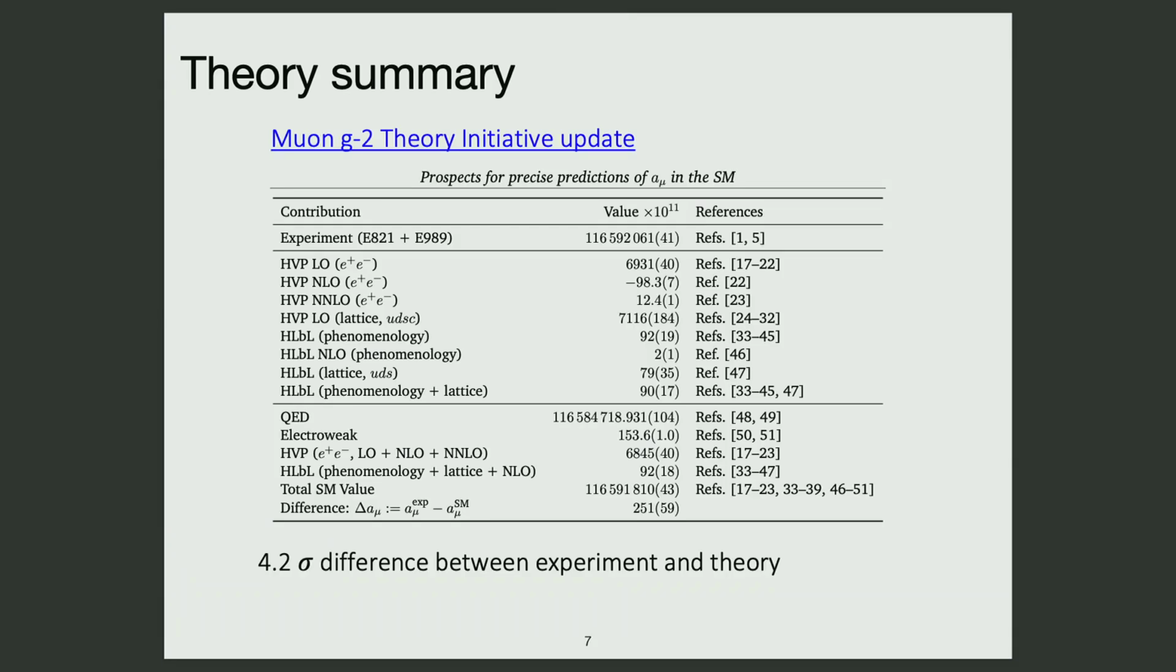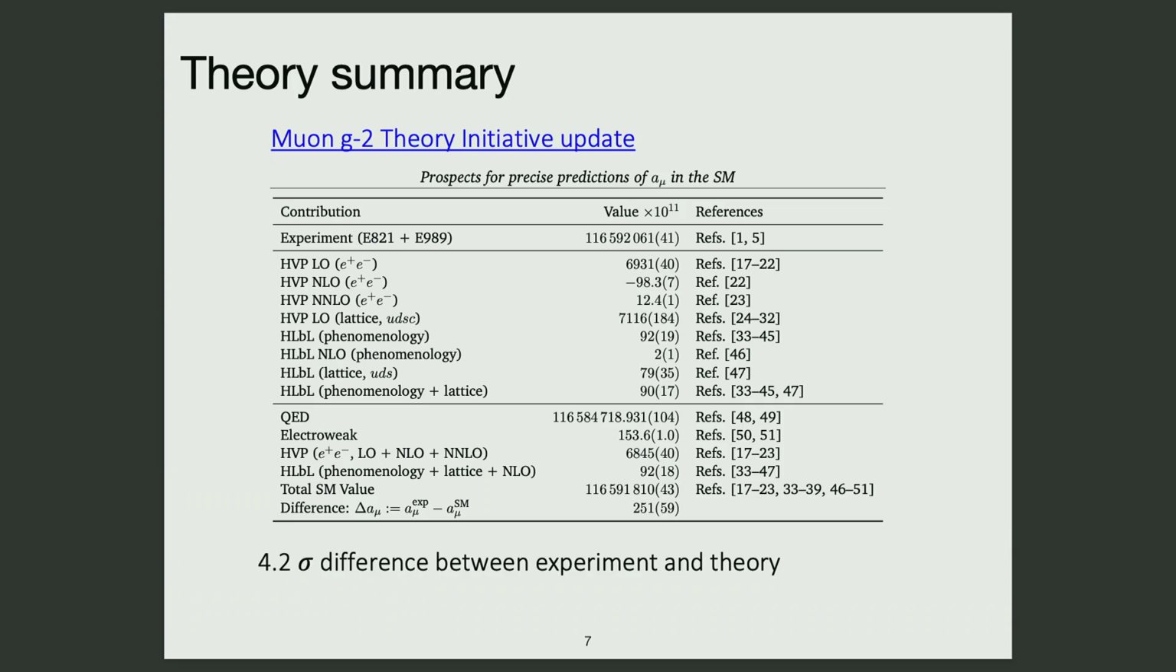So there's a worldwide group of theorists and even some experimentalists working on this problem. It's called the Muon G-2 Theory Initiative. In fact, they just had their annual plenary meeting in Bern last week. And this is basically a summary from the 2020 white paper. It was actually updated during the Snowmass process a year ago, but it didn't really change.